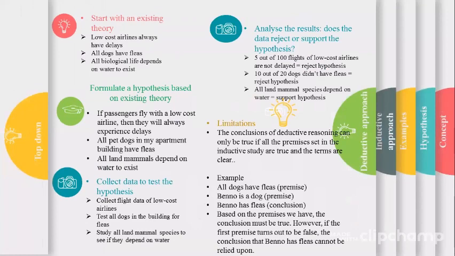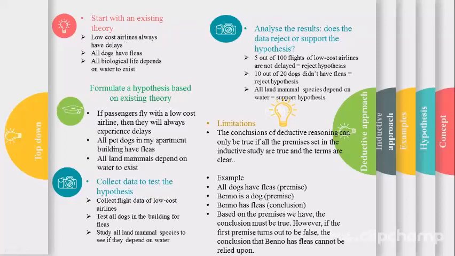Let us see some more examples of the deductive approach. The deductive approach starts with an existing theory. Here I have given you three examples. First example: low cost airlines always have delays. Second: all dogs have fleas. Third: all biological life depends on water to exist. These three theories are not linked to each other. These are three separate examples. So let us see the first example.